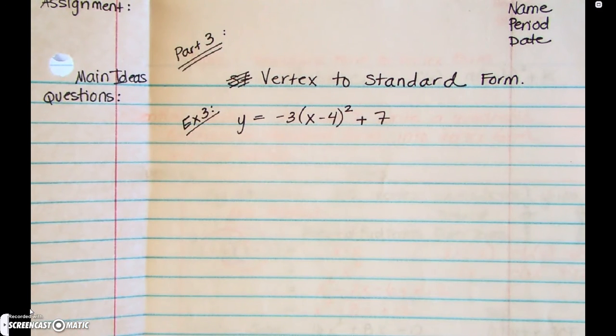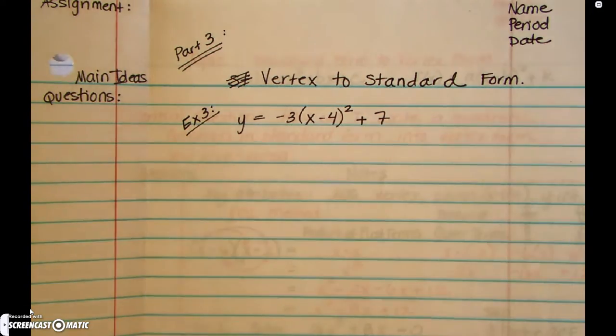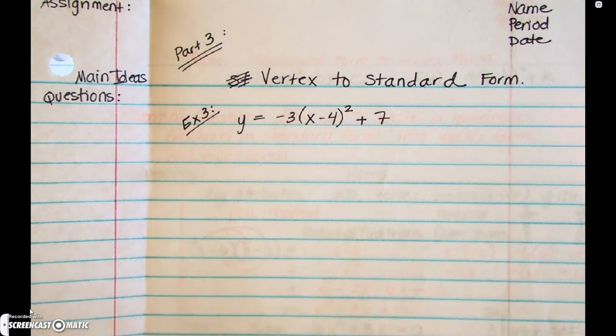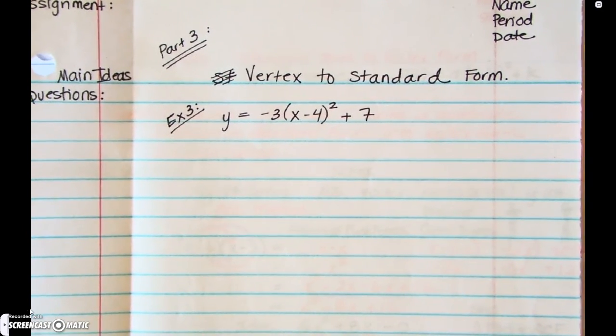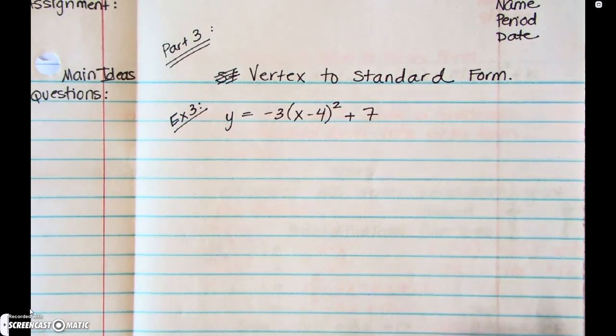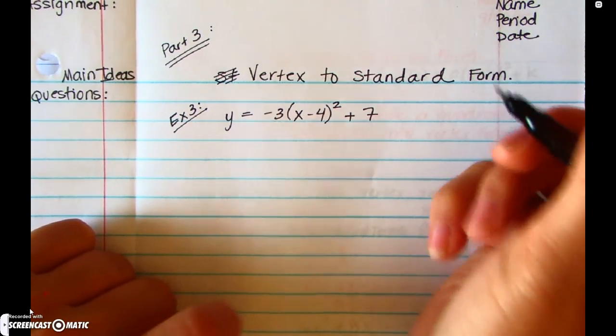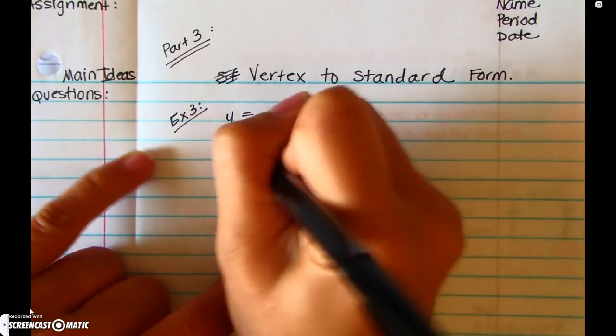Part 3 is a continuation of yesterday, which is vertex to standard form. This is our last example, okay? I hope by now you guys are getting the hang of it and you're getting a little bit better. So I'm going to go ahead and do this last example. It is going to go a little faster than the other examples. Try to see if you can predict what I'm doing or if you can even do it before me.